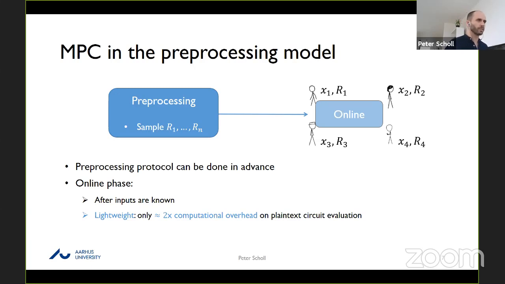In practice, the parties actually have to run some interactive protocol to do this preprocessing phase. But the advantage is that firstly, this can be done in advance of the computation. And secondly, doing this separation means that the online phase can be very, very efficient. It's very lightweight. It's almost entirely information theoretic primitives that are used. And the computational cost is only around a factor of 2 on top of computing the arithmetic circuit in the clear. That's if you ignore communication, but still very cheap.